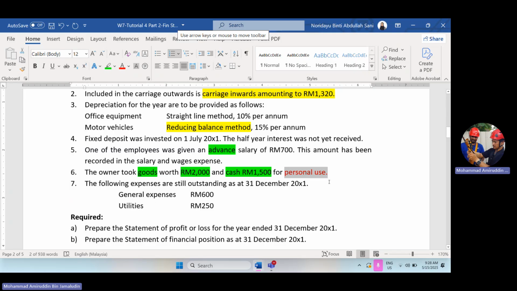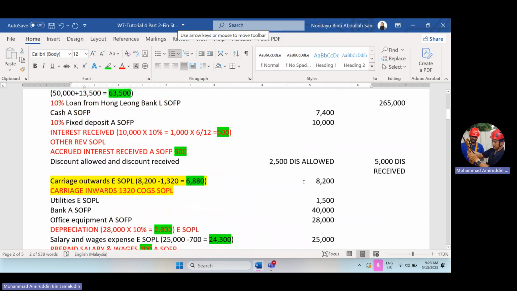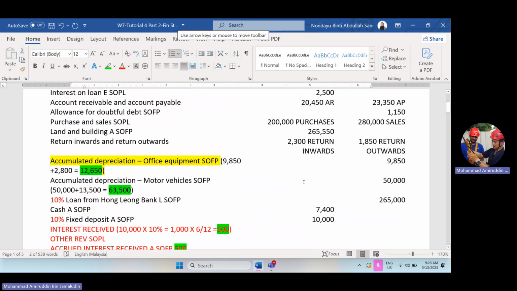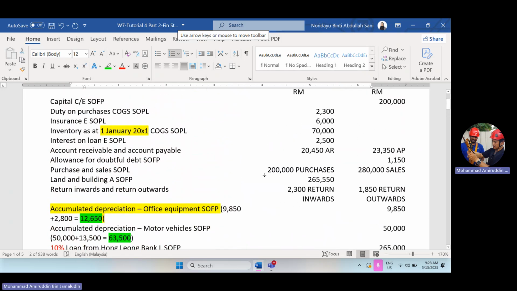Okay. We don't maintain stock account. So this movement of stock, owner took goods, took stock, it affects the purchases. Okay? It affects your purchases account. Because purchase account, you buy stock, right? Now owner took stock, so meaning your purchases should be dropped.